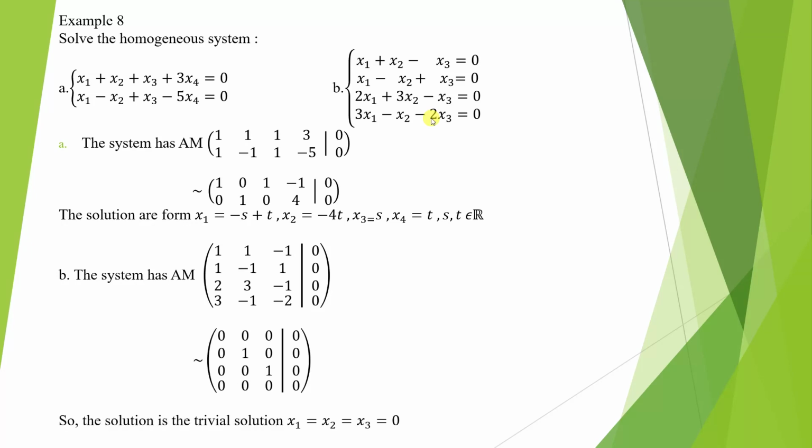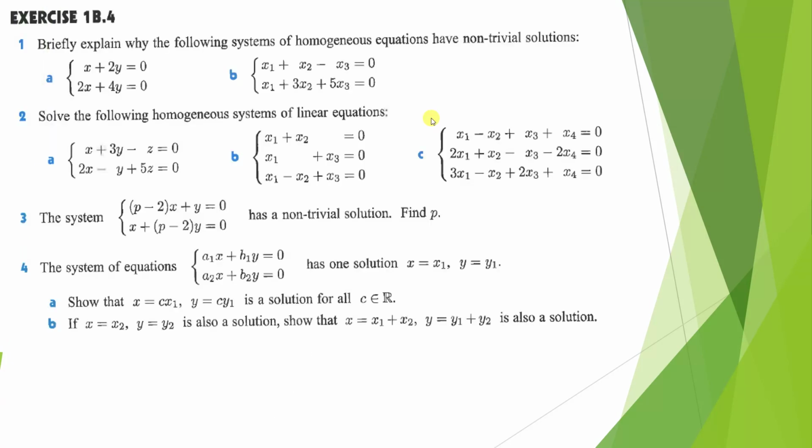It also has the zero solution. If overspecified, it means that x1 equals x2 equals x3 equals 0. But underspecified has more solutions. Please remember about this one.